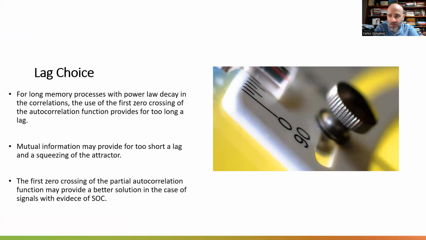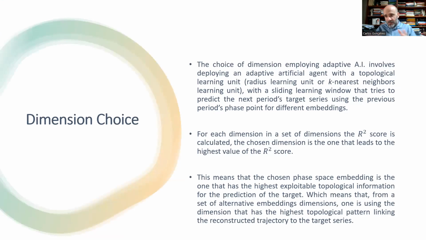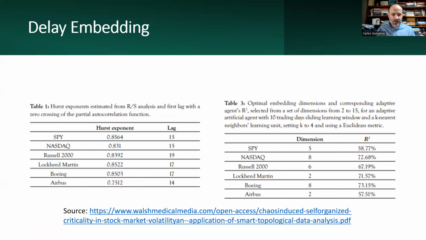In the case of power law scaling with long memory in autocorrelation functions, with very slowly decaying autocorrelation functions linked to black noise-like spectra, it is best to use the first zero crossing of the partial autocorrelation function. It can provide a better solution because it does not lead to too short a lag, nor to too long a lag, in the case of signals with evidence of SOC, of self-organized criticality. So this was what we used, and we saw that the first zero crossing of the partial autocorrelation function led to a lag of 15 for the SPY, and for the Nasdaq 15 as well.